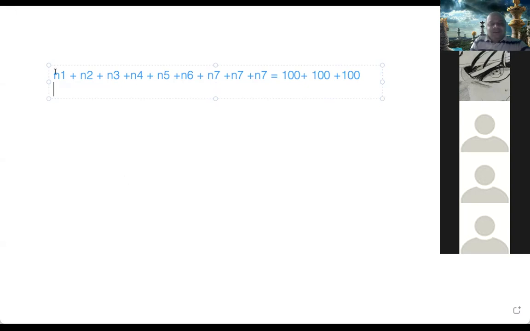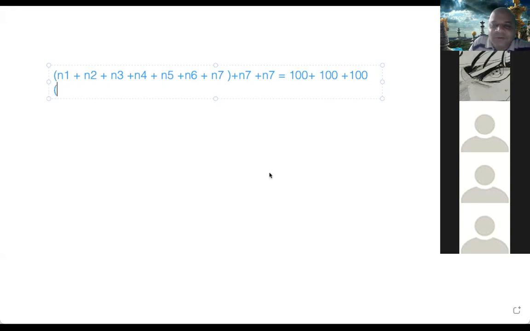Now we don't know what is N1, N2, N3, etc. But we know that together all of these are exactly, one of them is 10, one of them is 20, like this. So what is the sum of N1, N2, N3, N4, N5, N6, N7? We know for sure because it is the same as 10 plus 20 plus 30 plus 50 plus 60 plus 70, because those numbers have been given to you. So what is the sum? Sum is 280, plus 2 times N7.